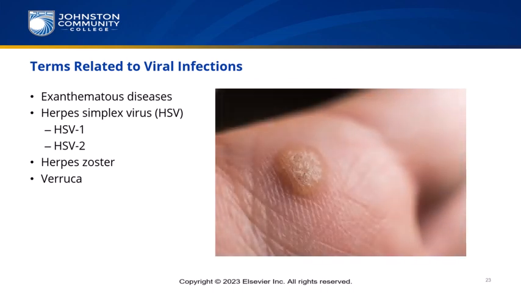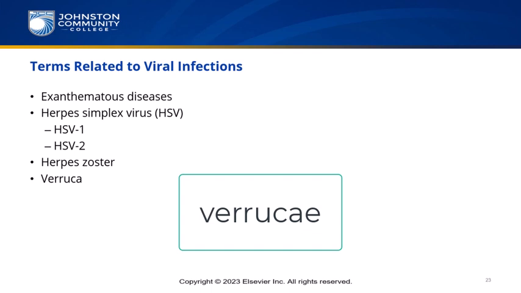Finally, we have verruca. Verruca is a medical term for a wart. These are caused by a virus and can appear on the skin in various locations on the body. For example, plantar warts appear on the soles of the foot, the plantar surface. And I would like to note that the plural form of verruca is verrucae.